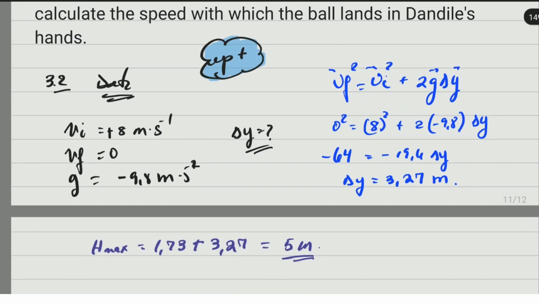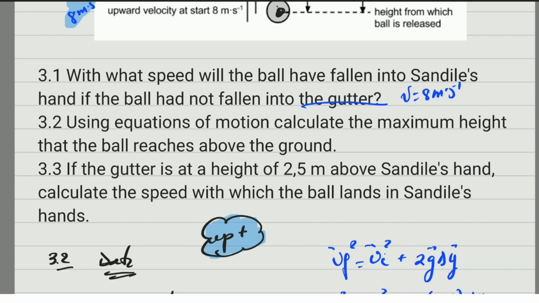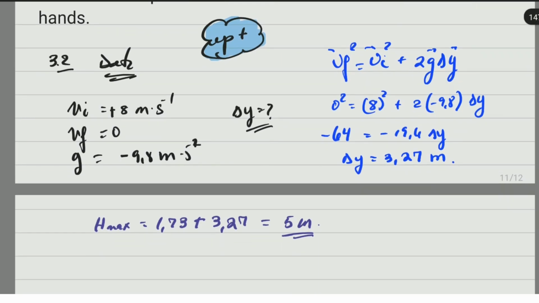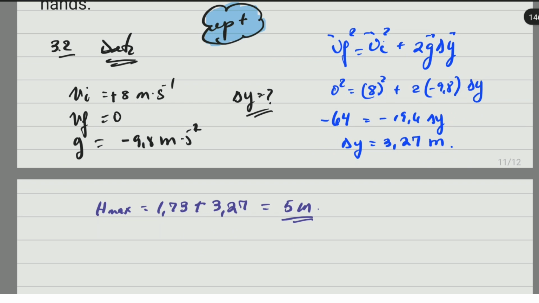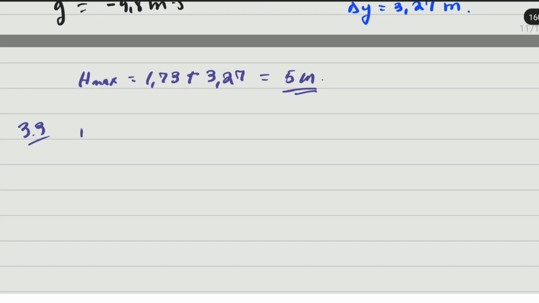It's not that complicated. All right, now the second question says if the gutter is at a height of 2.5 meters above Sandile's hand, calculate the speed with which the ball lands in Sandile's hand. Let's fix that name there, in Sandile's hand. And now for this question, we are going to be using when the ball is falling from the gutter. So this is 3.3. Okay, so now we have the new data.